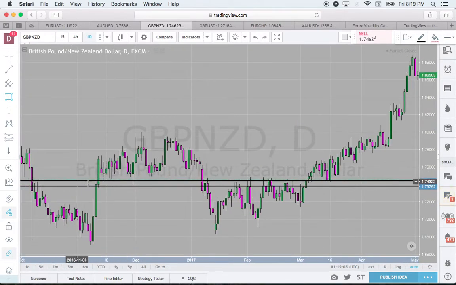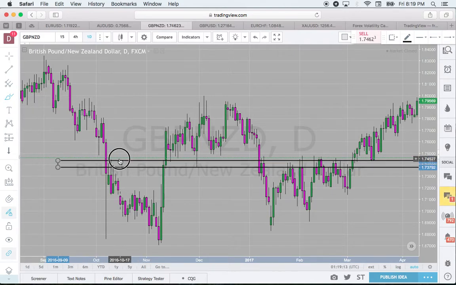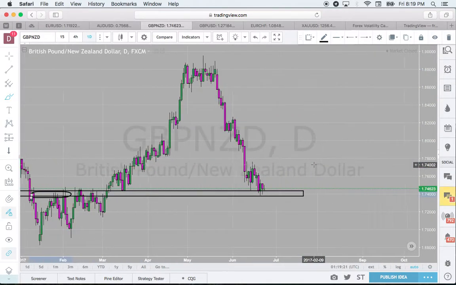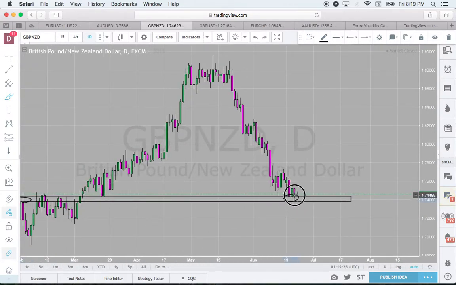See how tight this zone is? But yet you can clearly see these spikes into this zone. The dealer's just fishing for liquidity in here. Once again, right in here.